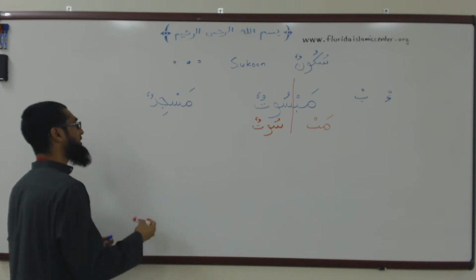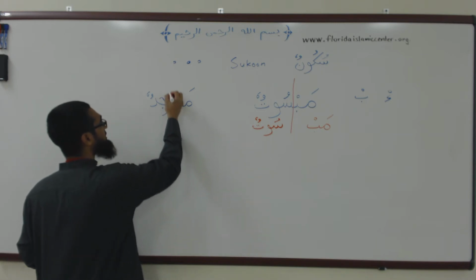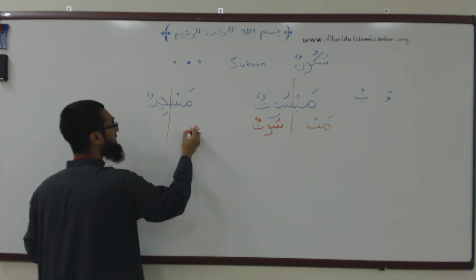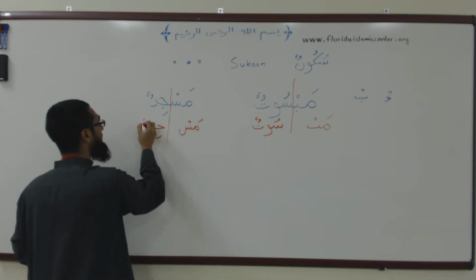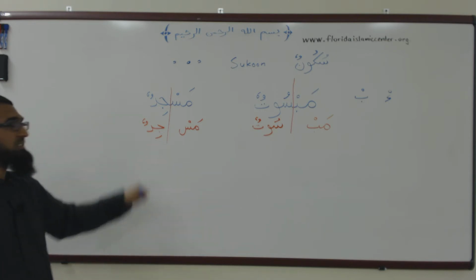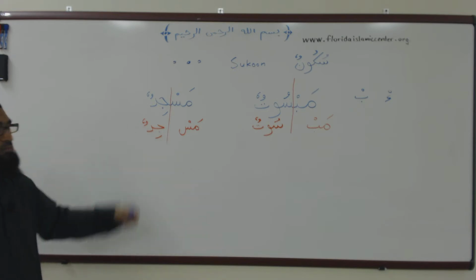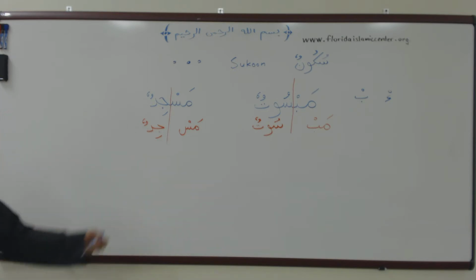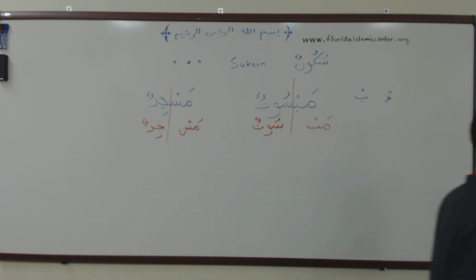Which letter has a sukun on it? Seen, right? So let's try to break it into two. Meem and seen. How do you pronounce this? Mas. Mas. And next? Jidun. Masjidun, right? Masjid is a mosque. The Arabic word is masjid. Okay, let's do another one.